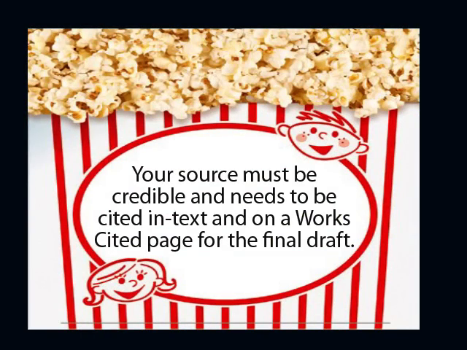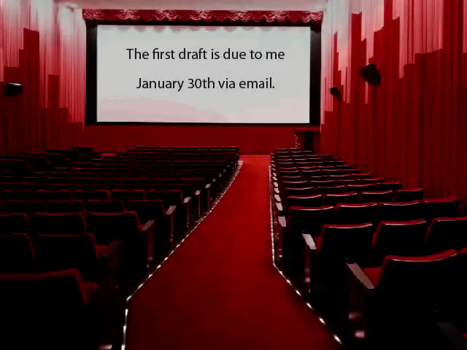As I said on the previous slide, your source must be credible. We'll talk more about what that means next week. And it also needs to be cited in the text of your paper. And then also for the final draft, a works cited page. You need to have a works cited page with that source information. You're not required to have that for the first draft, but you must for the final draft, and it must be in MLA format. Some of you might be more familiar with APA format. We will talk about APA format in this class, and we'll do some exercises with that, but it must be in MLA format.